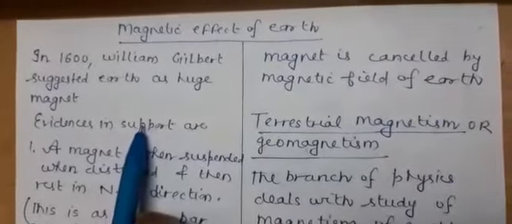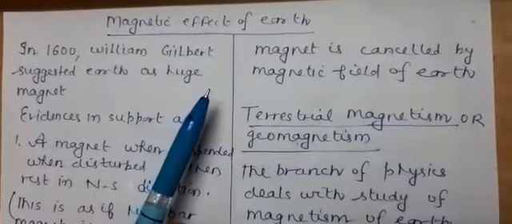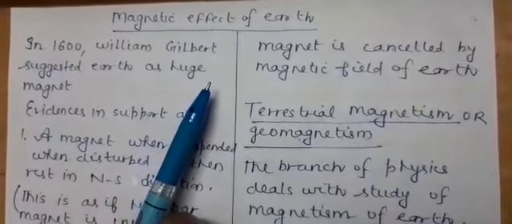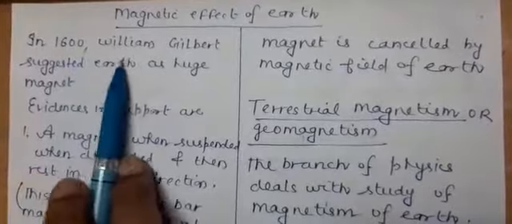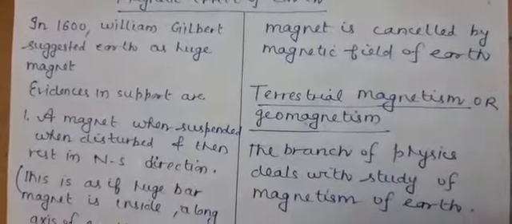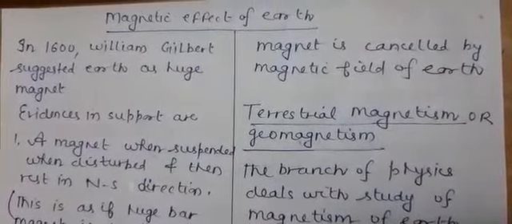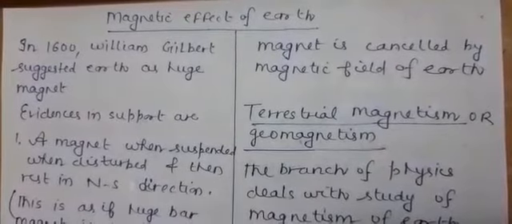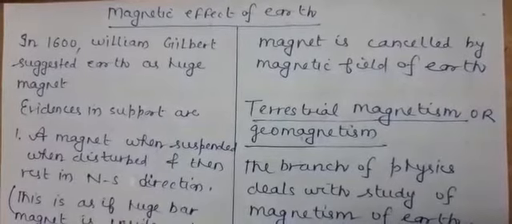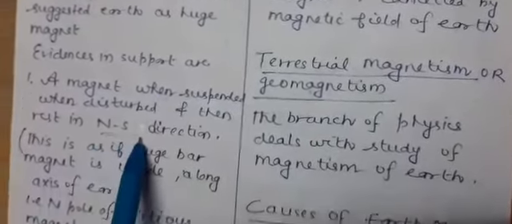Now after this we are taking the magnetic effect of Earth. Basically, here we have considered that Earth has its magnetic behavior. In 1600 William Gilbert suggested Earth is behaving like a huge magnet. What are the basic evidences he has taken in support of it? When a piece of magnet is taken and suspended, it will always rest in the north-south direction.